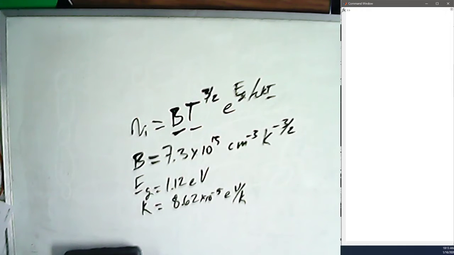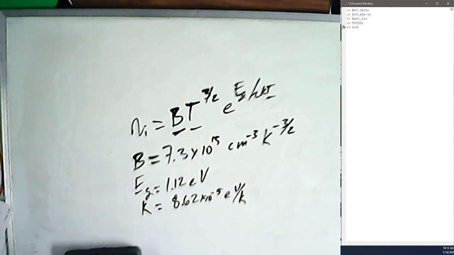So I'm going to come up here to MATLAB. We're going to put in these values right here. B, I'm going to put in as 7.3 e to the 15th. Okay. k, we're going to put in as 8.62 e to the minus 5. We're going to put in Eg is equal to 1.12. We're going to put in, let me see, the temperature is equal to, in this case, 300 Kelvin, and I think that's all we need for this entire thing.